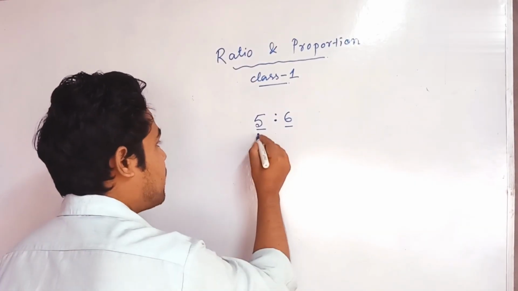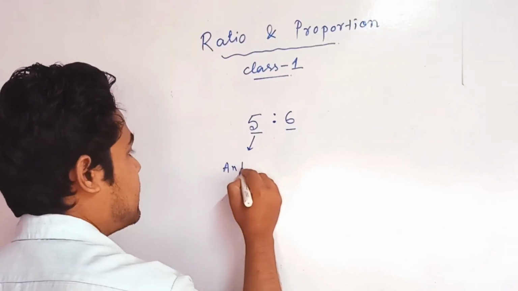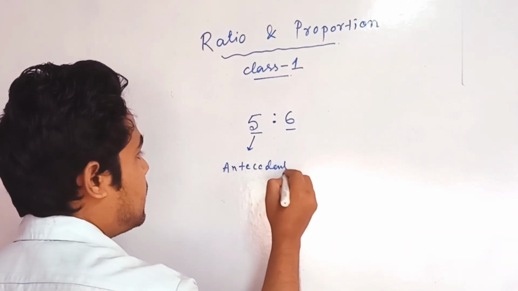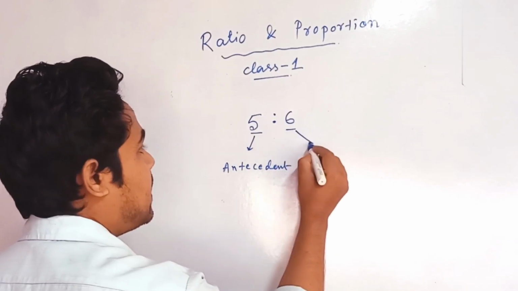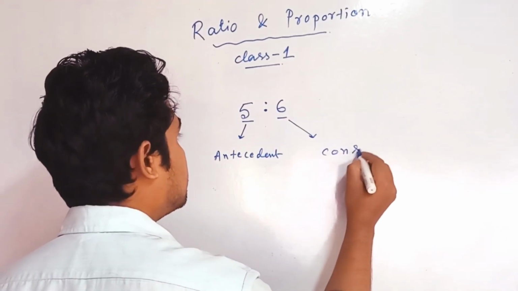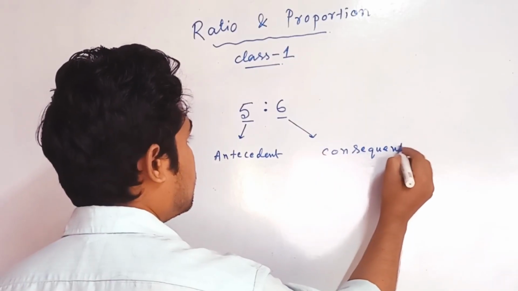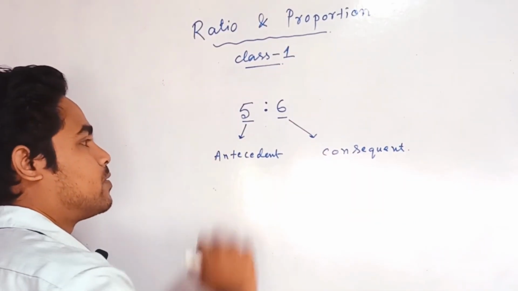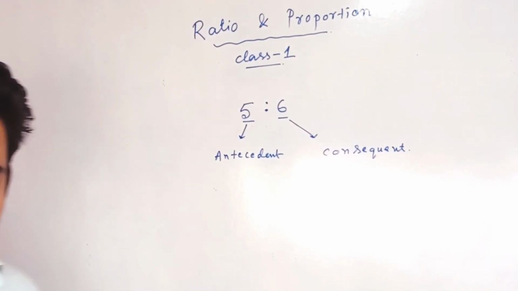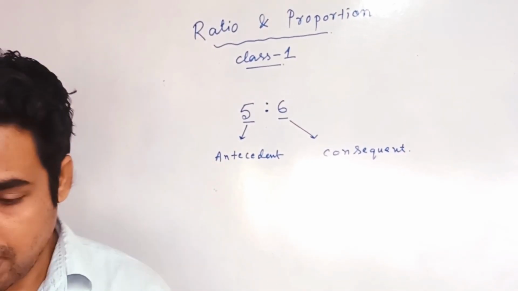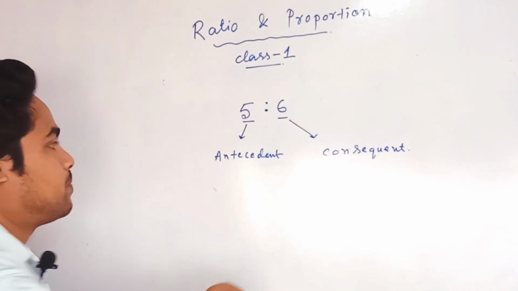Okay. This first number is called antecedent. And this second number is called consequent. So this is antecedent, this is consequent. Okay. So we understood antecedent and consequent. Now we will understand what is inverse ratio.